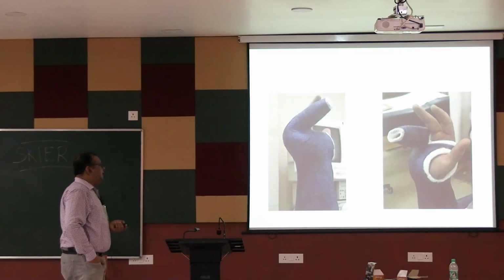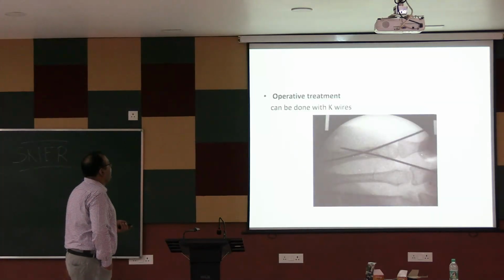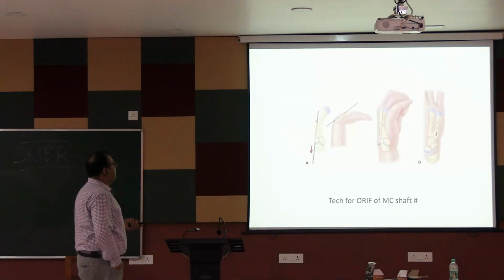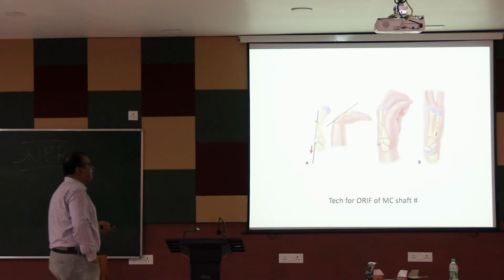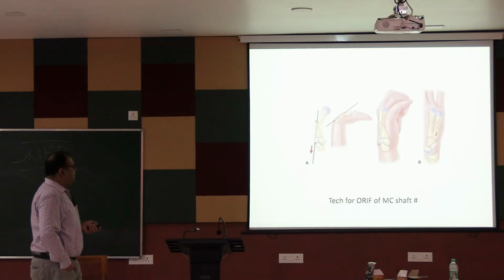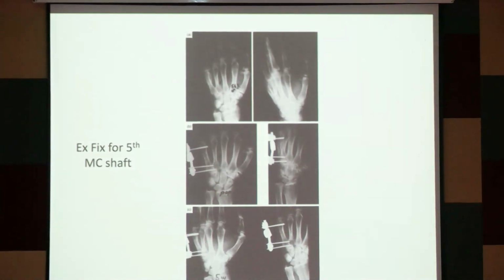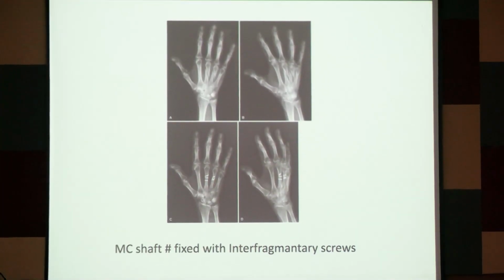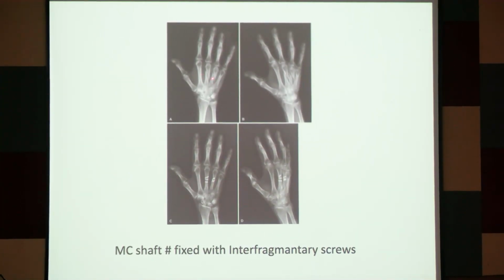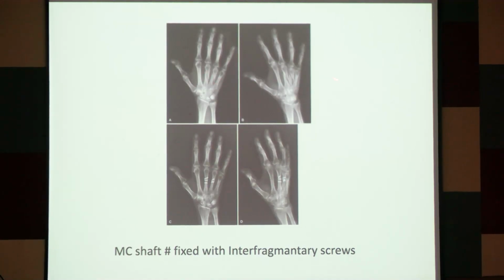This is how you manage that with a cast. No need to remember all this. This is a metacarpal shaft fracture managed with a KOR. And you can also give a plate here. This is the metacarpal shaft fracture here. Two metacarpals are fractured, and this has been managed by.